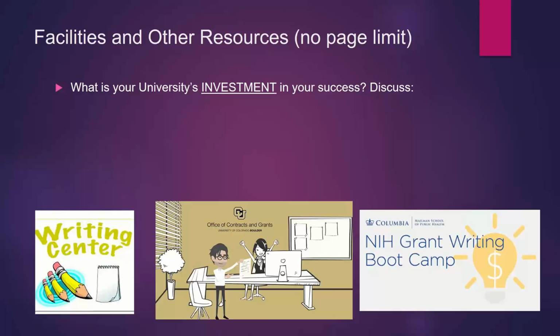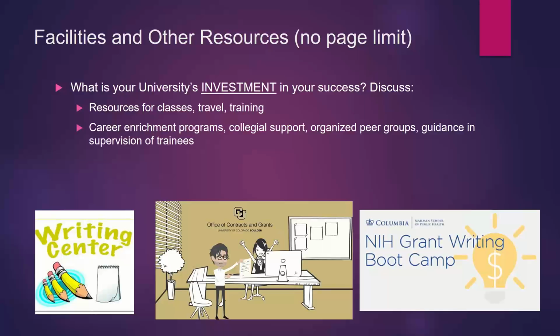So what is your university's investment in your success? You also want to discuss resources for classes, travel and training, career enrichment programs, collegial support, organized peer groups, guidance, and supervision of trainees. So for example, does your university have a writing center that you can use? Are there NIH writing boot camps at your university? Do you have an office of contracts and grants that will help you and support you in terms of helping you meet your research and career goals?